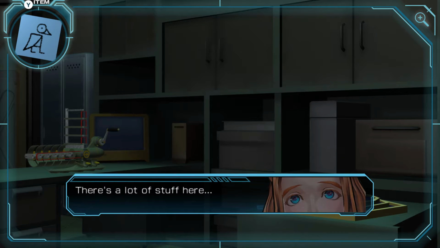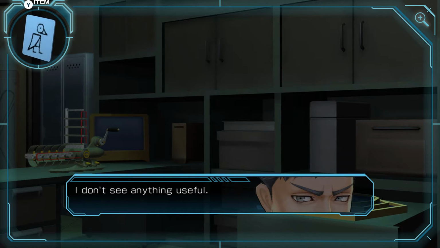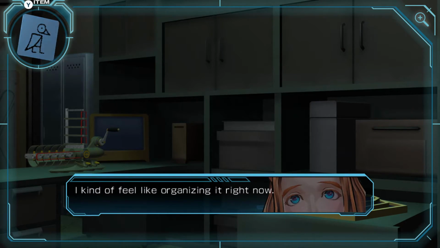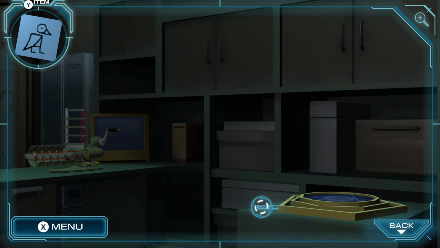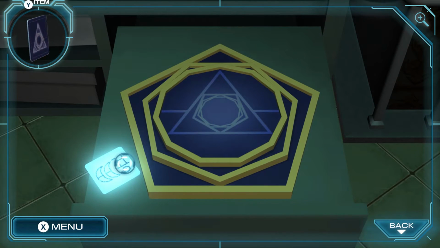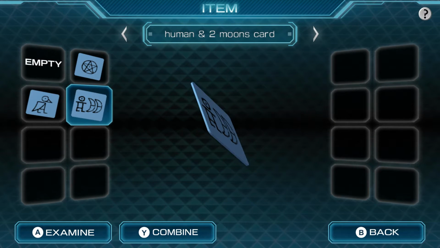There's a lot of stuff here. I don't see anything useful. I kind of feel like organizing it right now. How about not? There's a card. Human in 2 Moons card.